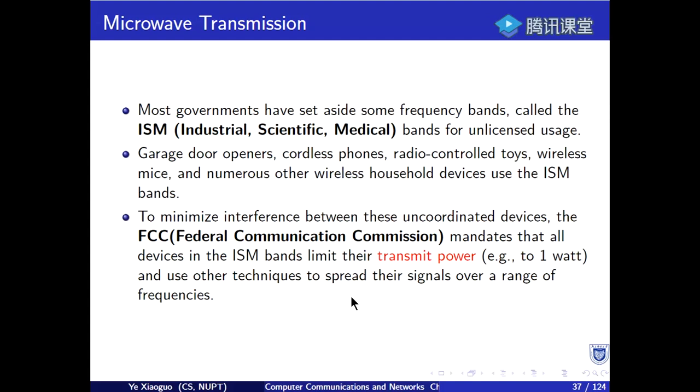Garage door openers, cordless phones, radio-controlled toys, wireless mice, and numerous other wireless household devices use the ISM bands to minimize interference between these uncoordinated devices. The FCC mandates that all devices in the ISM bands limit their transmit power and use other techniques to spread their signals over a range of frequencies.